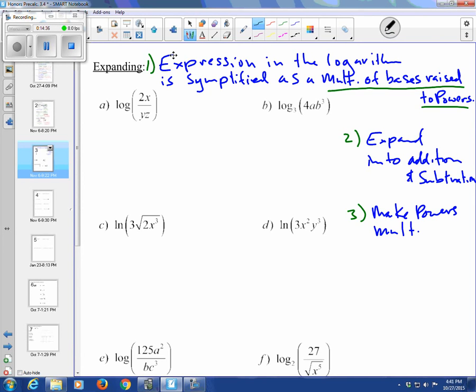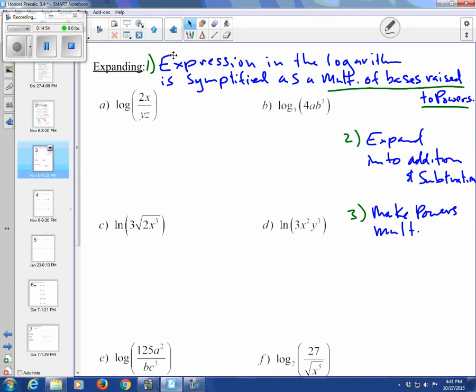So right here, if I'm looking at this guy, there are no powers. I can basically say everything is raised to a power of 1, right? So immediately we're already at this step. Everything is represented as a multiplication of bases to powers, right? Every power is 1. And so I can just expand this out into addition and subtraction.